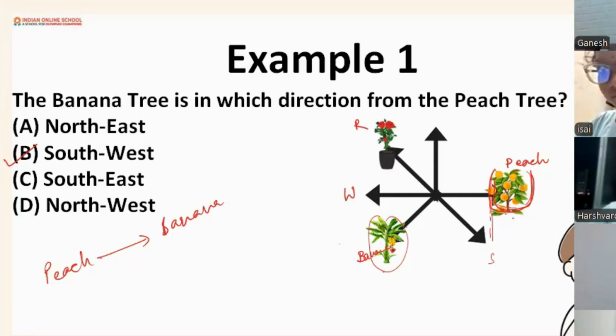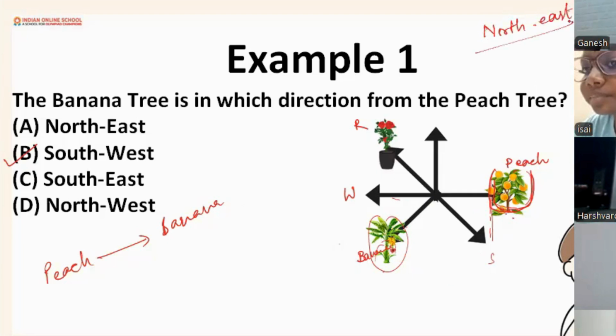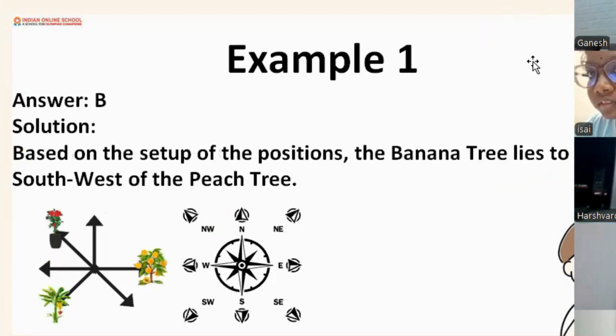Yes, Isai. Your name is Isai, no? If I'm pronouncing it wrong, just let me know. Yes, tell me. Ma'am, is it east? It needs to be east only. This is the banana tree, and it is just above that. So it should be northeast, no? Yes, ma'am. It needs to be northeast. Okay? So yes, you guessed it correct. The answer needs to be southwest.